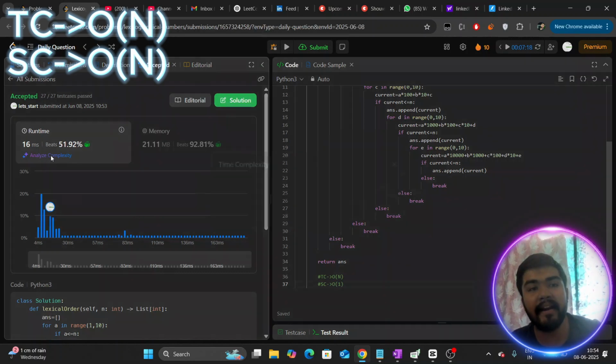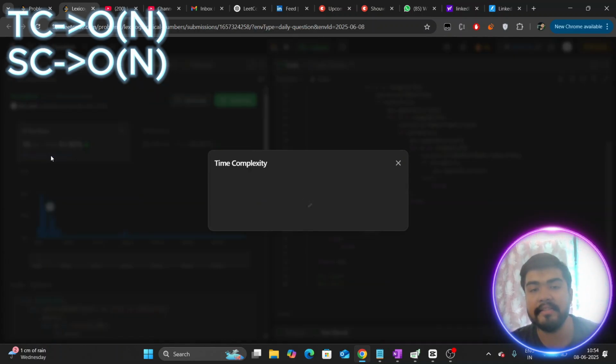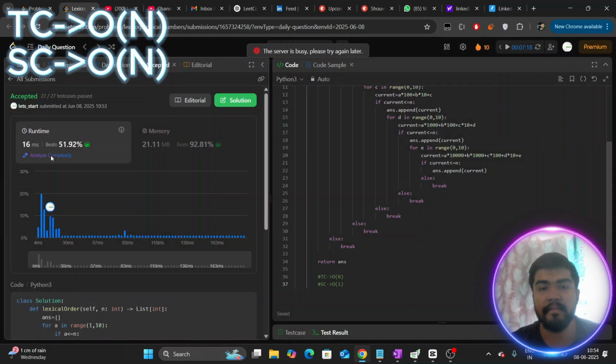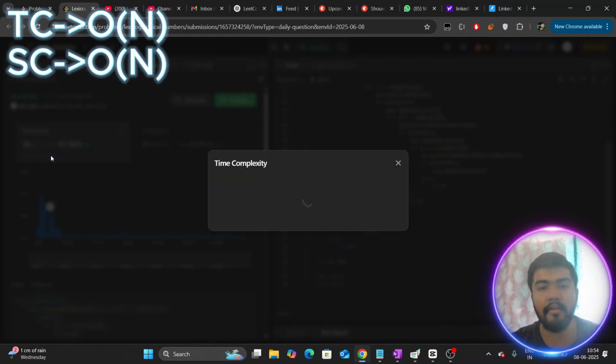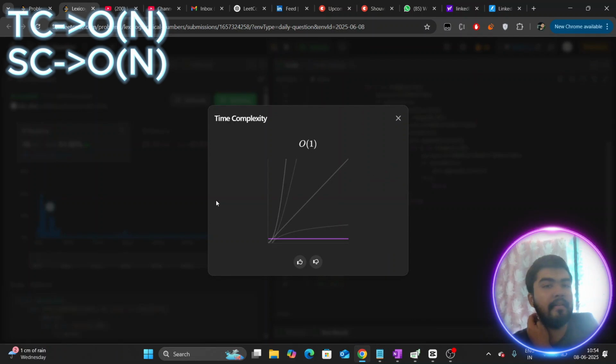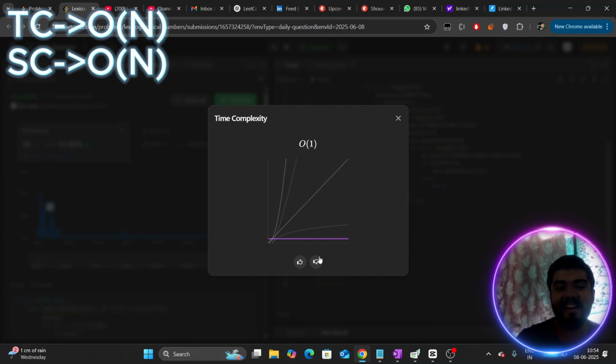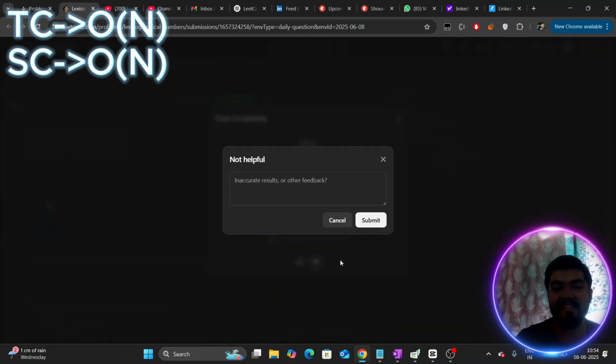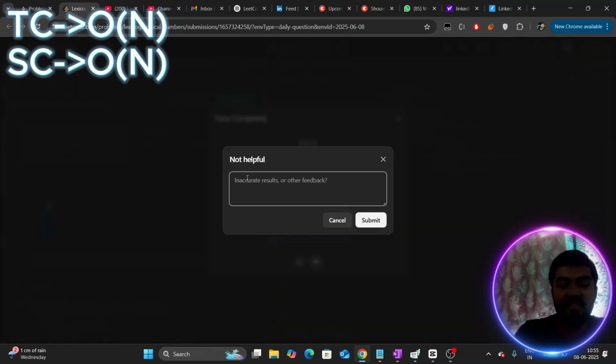Can Leetcode predict our code's time complexity? Can you please do it? The server is busy, every time I am submitting. Time complexity is big O of 1. Okay, Leetcode is too generous to our submissions. They are giving our time complexity as big O of 1 only, but that is not so. It is big O of n. So that is not helpful actually. So it is big O of n, but Leetcode is giving us big O of 1.